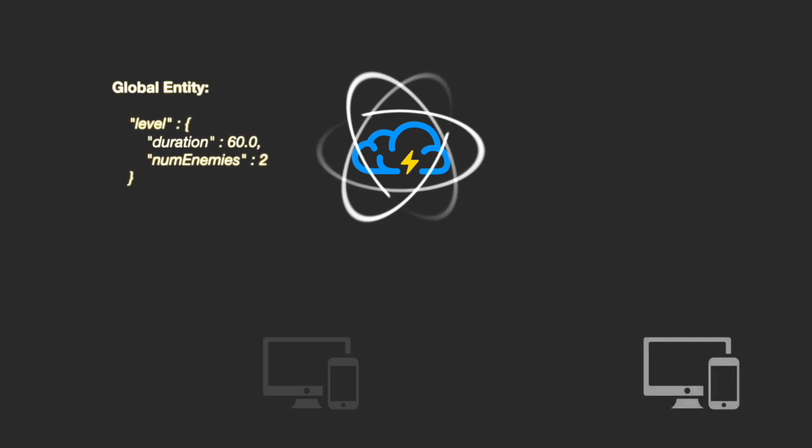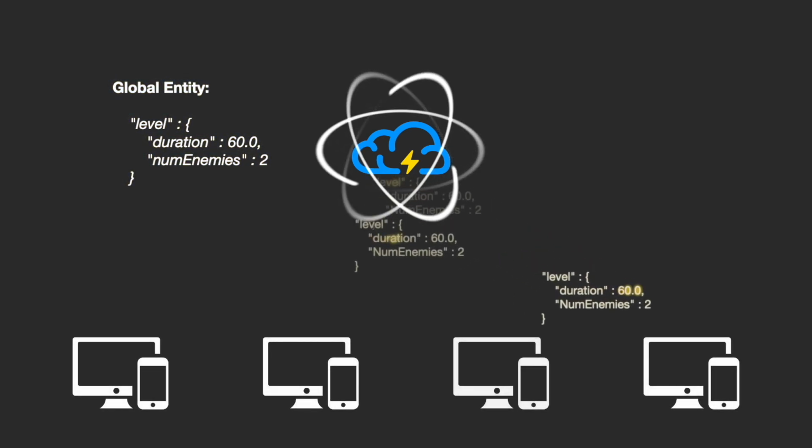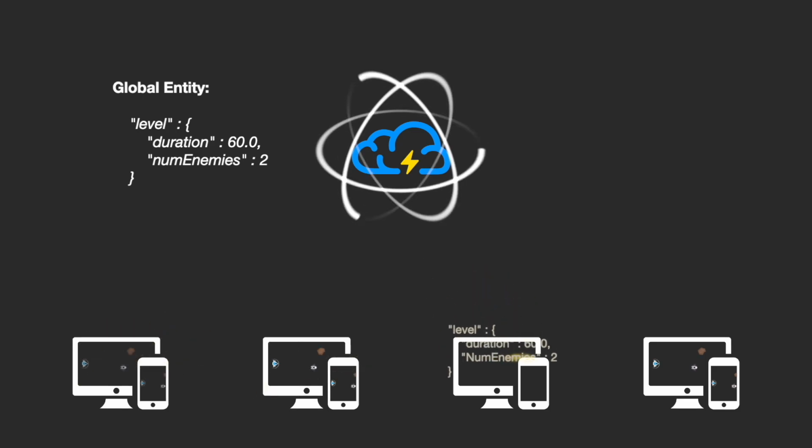Welcome to the Unreal BootCamp lesson on how to set up global entities. Global entities are one of my favorite features of brainCloud. Think of a global entity as a read-only object that each client can request from the brainCloud server.